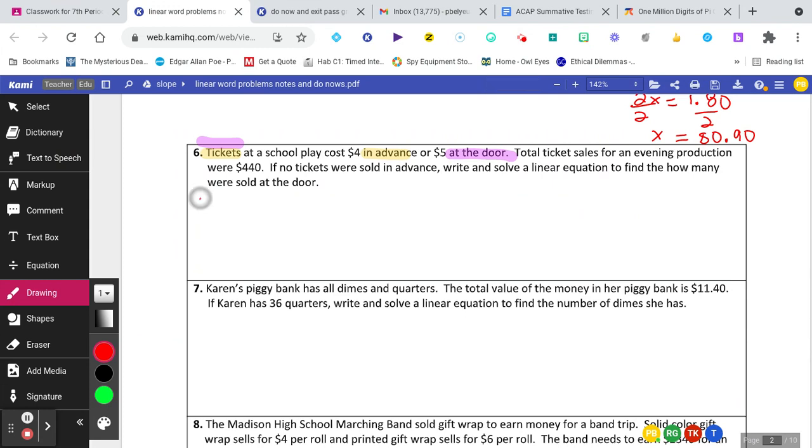So I'm going to do X as the number of tickets sold in advance. And I know this is number of tickets because it's asking me how many was sold at the door, how many what, it's talking about how many tickets. So your unknown will represent the number of tickets. And Y, I'm going to let it be the number of tickets sold at the door.